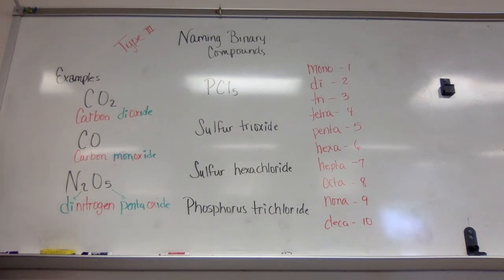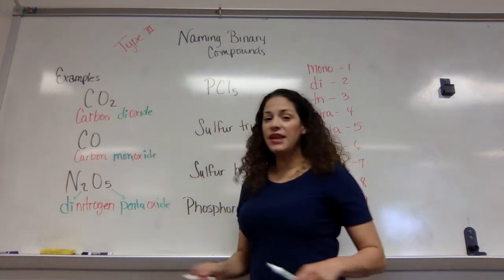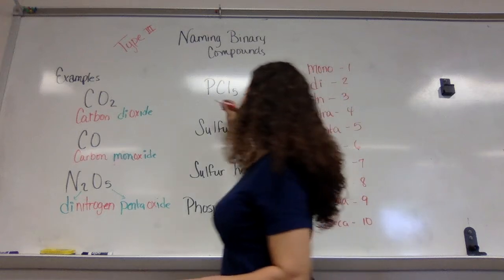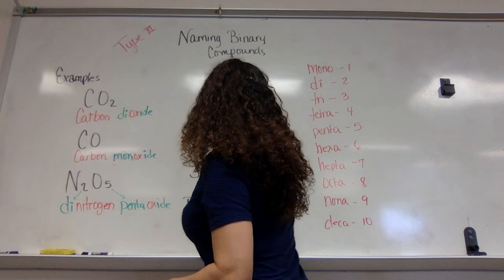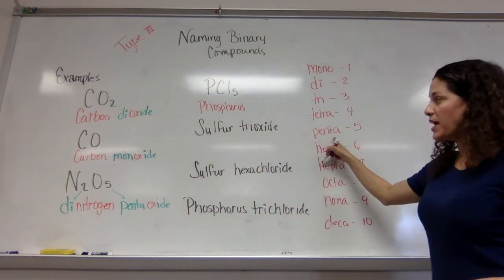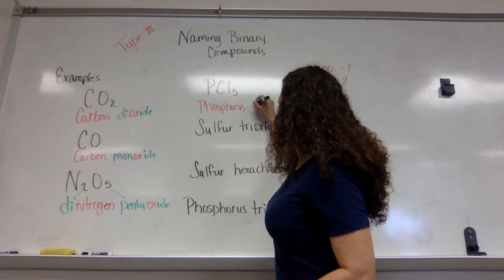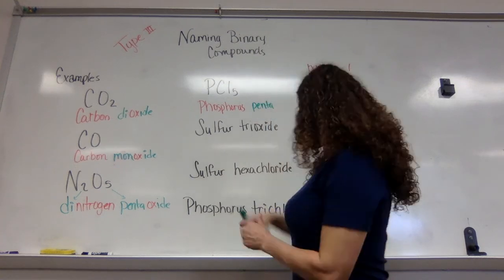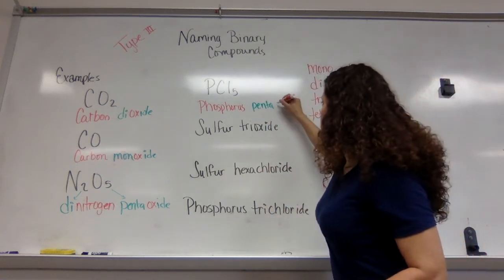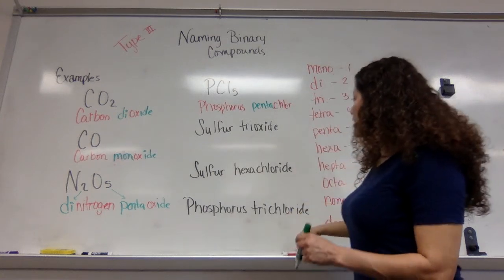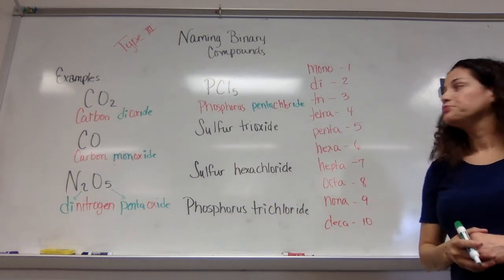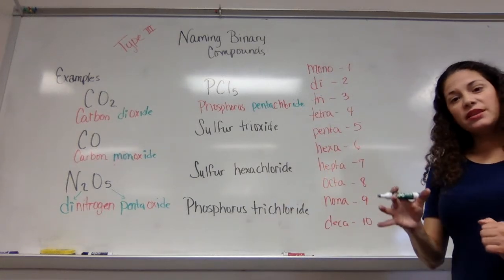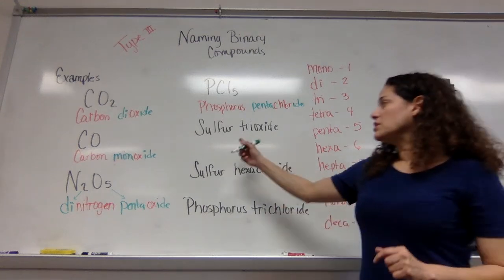Let's do one more here. PCl5. I look at P, and his name is phosphorus. Once again, I don't write out the mono, so it's going to be phosphorus. And I've got 5, and 5 is penta, so I'm going to have penta. Chlorine, keep its root, chlor, and add the IDE ending. And done.